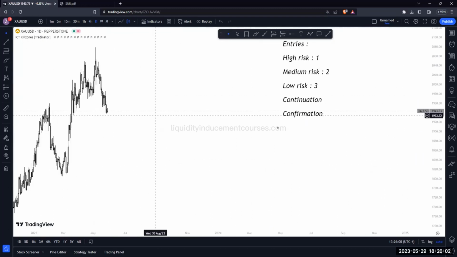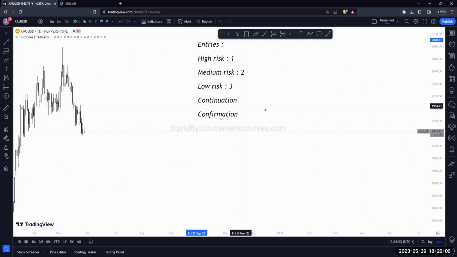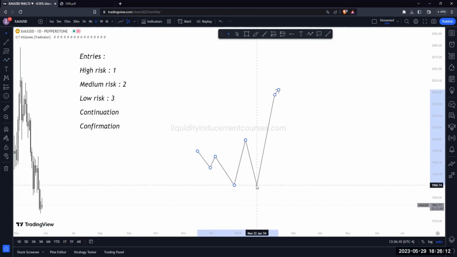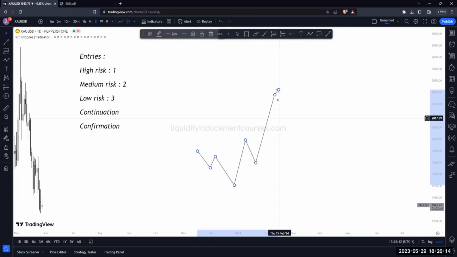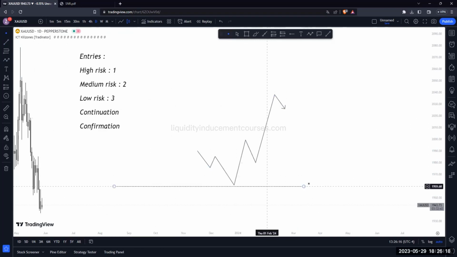So there is also an exception for low risk. Sometimes price does not go to the extreme. Sometimes price does this and just goes up. It does not really come back to the extreme. It just comes in here and goes up. So what do you do in this case? You basically have your extreme marked, right? You have a limit in here, okay?